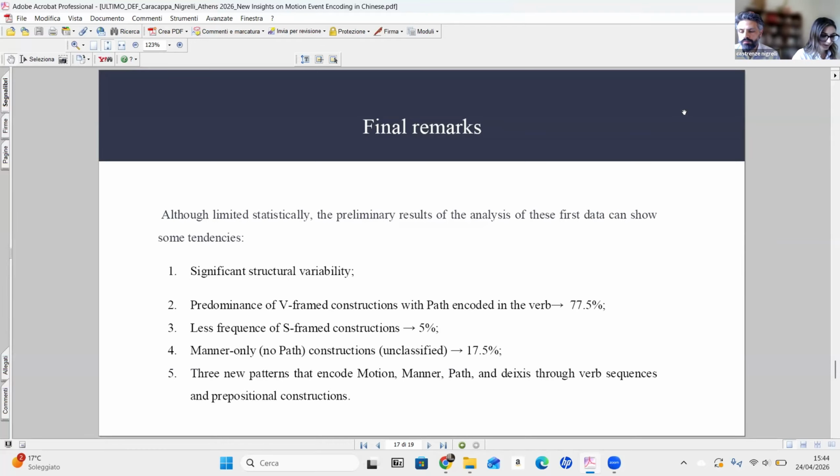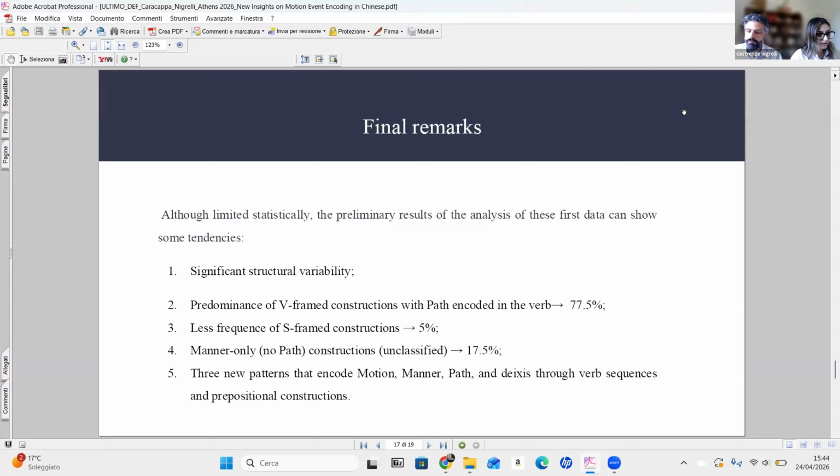Alongside the main typological patterns identified in previous literature, such as Romagnoli's pattern, speakers employ a range of alternative constructions, including complex serial verb and additional patterns going beyond those captured by Romagnoli. These additional patterns show further different ways of distributing motion, manner, path, and deictic information, often through sequences of verbs or prepositional elements that jointly contribute to the event structure.